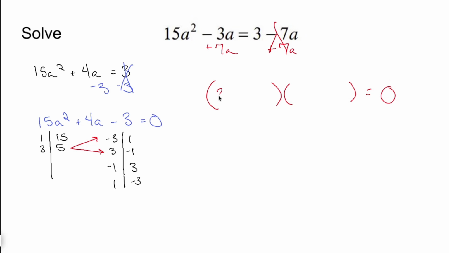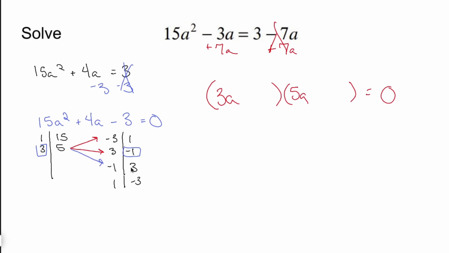Let's try the 3a and the 5a. If I multiplied 3 by negative 1, that gets me negative 3, and that's not the one. So this one won't do it. That's not the combination that I want. So the combination that I want is probably going to be that one.